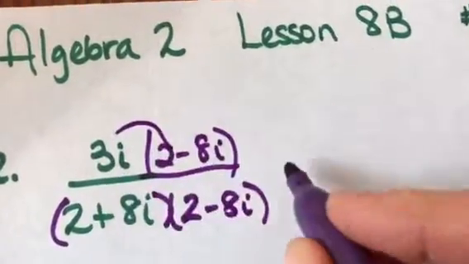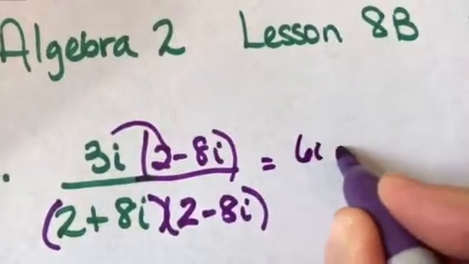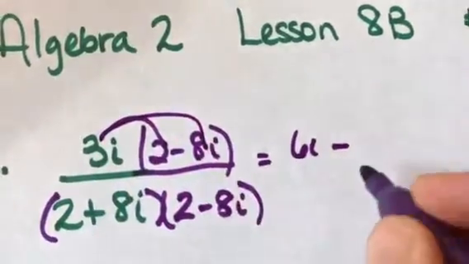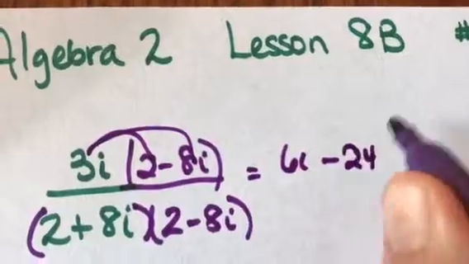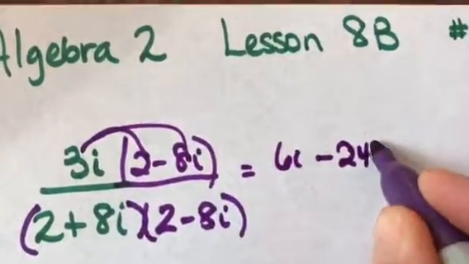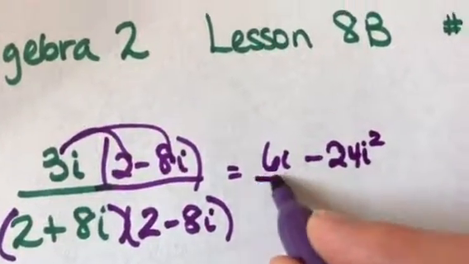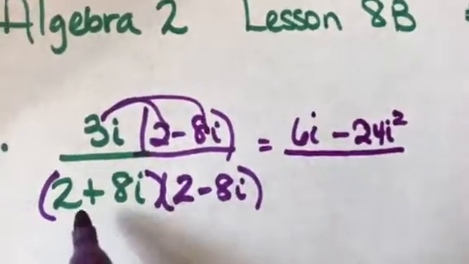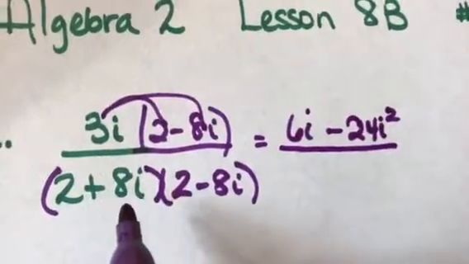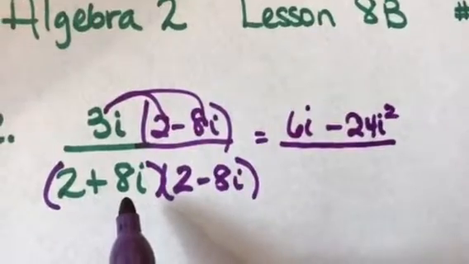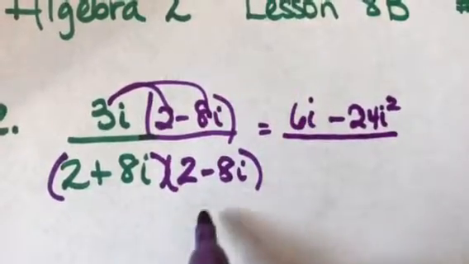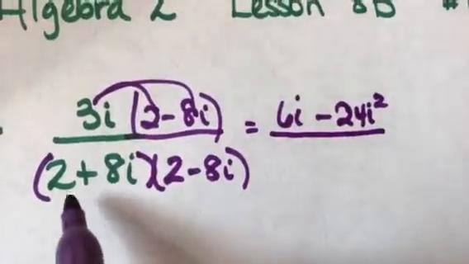Okay, so here I'm going to get what? 6i. And 3 times 8 is 24. And i times i is i squared. So I've got that on the top. All right. Here, when I multiply the bottom, notice because they're conjugates, you won't have any middle terms. So you don't have to worry about taking the outer and the inner. But I do need to do this.